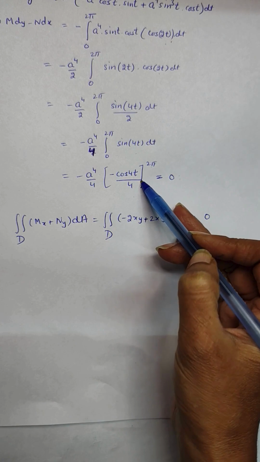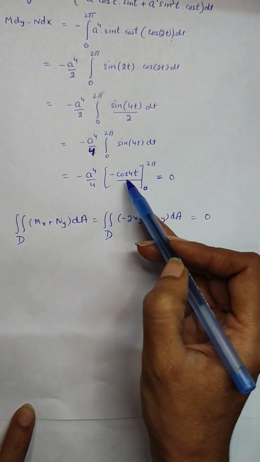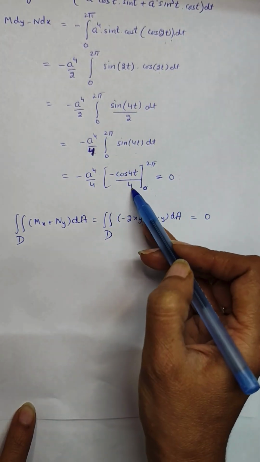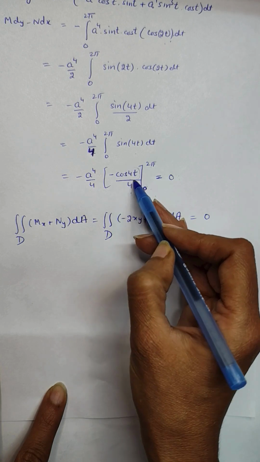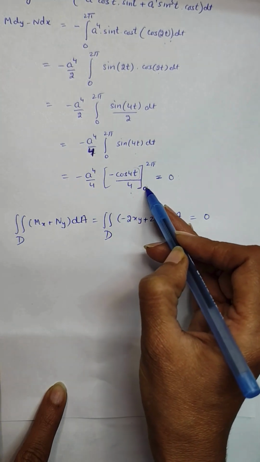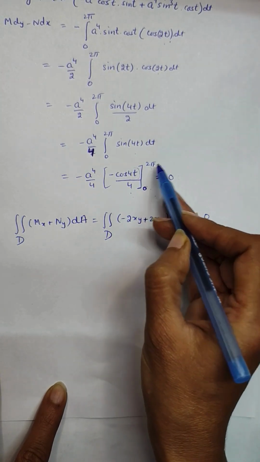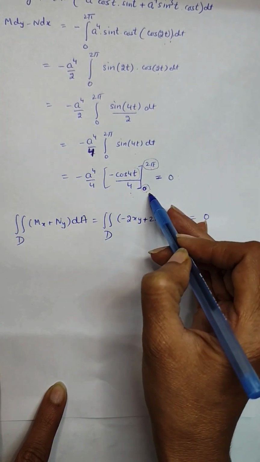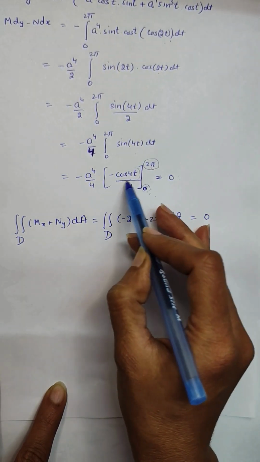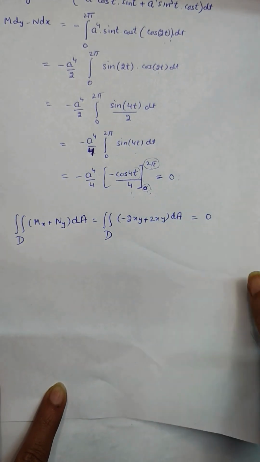Why is this 0? Because the integral of sine 4t is minus cos 4t divided by 4. Now since cos of this angle is to be evaluated at the limits 0 and 2 pi, and it has exactly the same value at both of these endpoints, these terms will cancel out and we'll get 0.